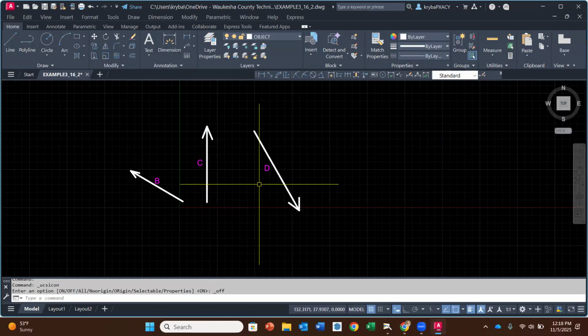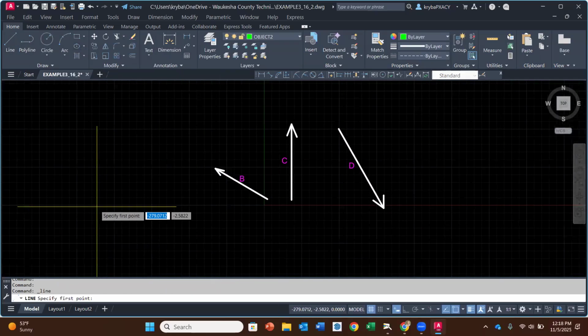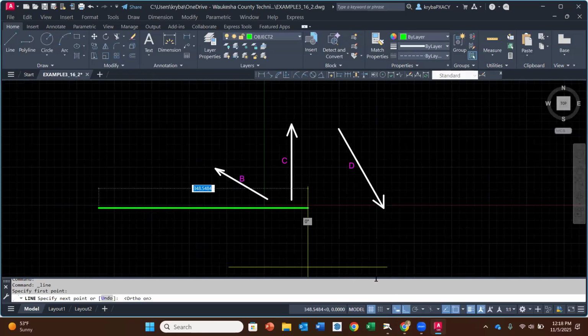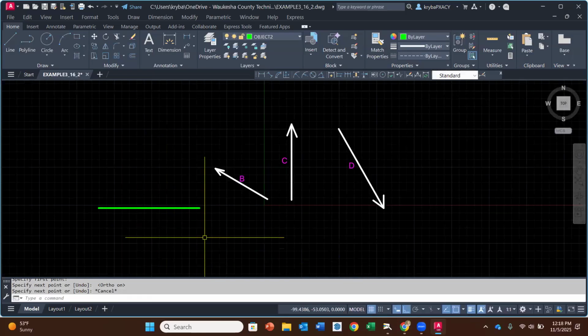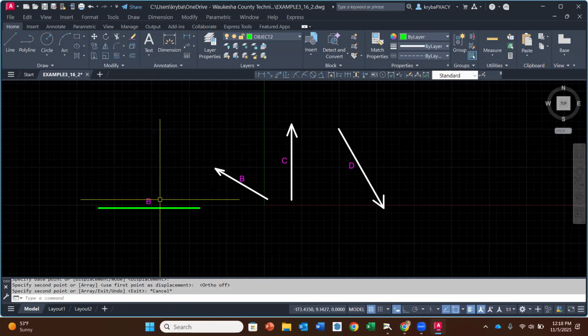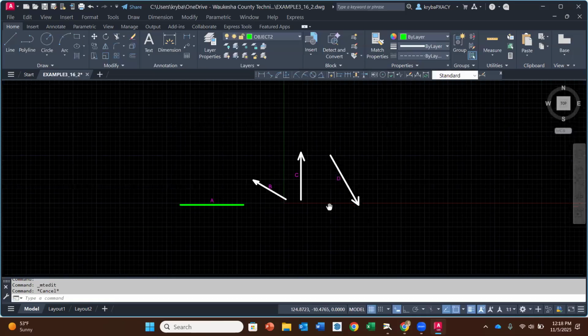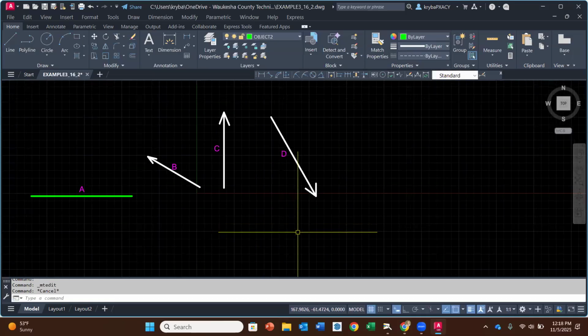Now, once I have these drawn, the next thing I'm going to do is change my layer to a different color. I'm just going to use my green. And I'm just going to draw a horizontal line. So put your ortho on, and the length is not important at all. And I'm not even going to put an arrowhead on it, but this is going to represent the direction of A. And then we'll be able to use trim and extend if we need to in the equation, you'll see, to make it the correct length.